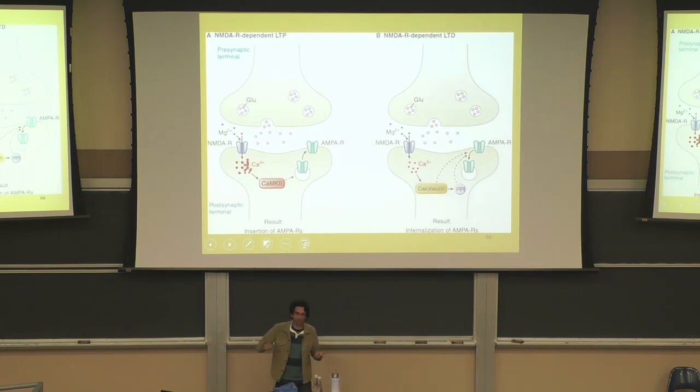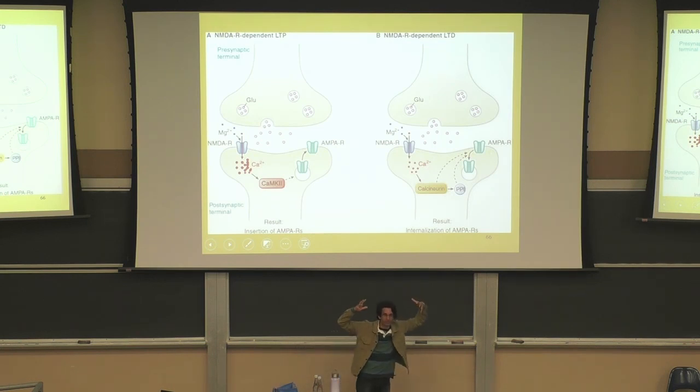So through those patch clamping kinds of results in brain slices, it was found that both LTP and LTD require activity of this NMDA receptor. And that sounds very strange because LTP is increasing the strength of the synapse and LTD is decreasing it. So it's strange that they both depend on the same channel. But the reason is shown here.